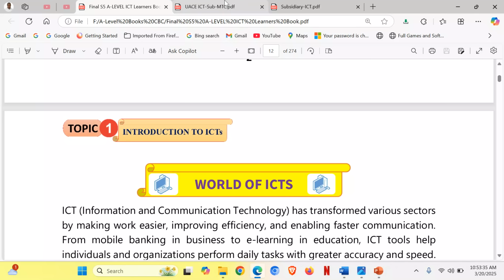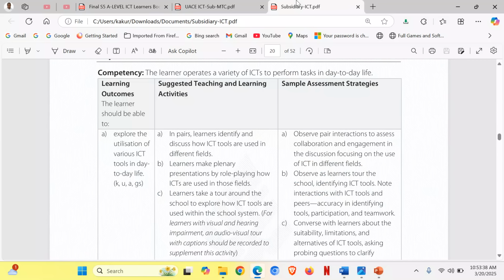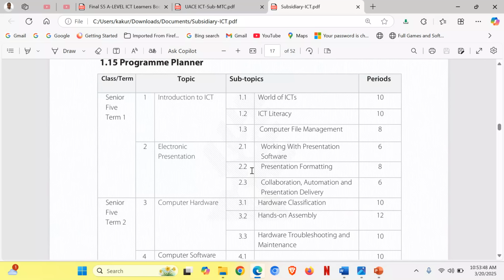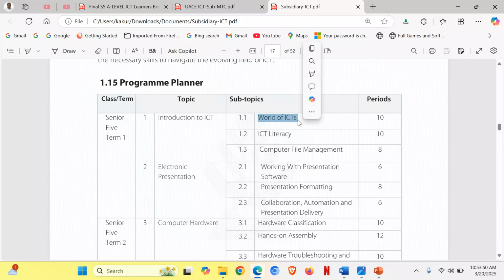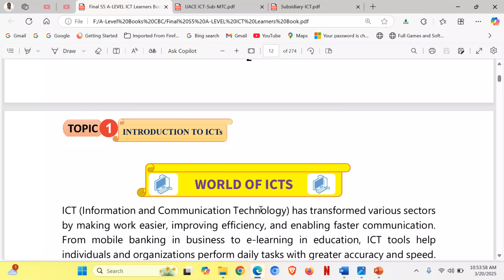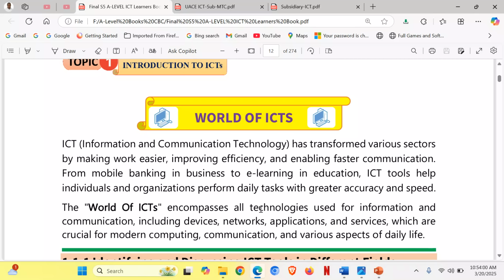So from there, we are now looking at the first subtopic, which is the world of ICTs. The world of ICTs, the first subtopic under introduction to ICTs. Information and communication technology has transformed various sectors by making work easier, improving efficiency, and enabling faster communication.